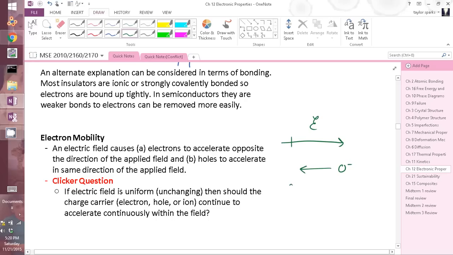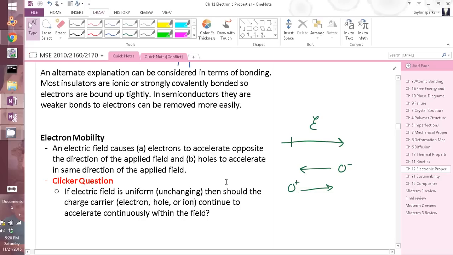Or if you have a charged particle that's positive, like a hole, it would get moved this way. So let's say we have a large sample. We have a 1 foot long piece of copper. If I put a battery voltage across either end of that, what conductivity should I read? It's going to be a finite value.